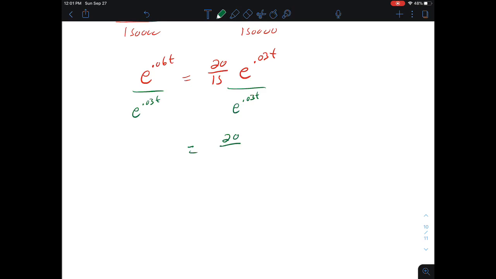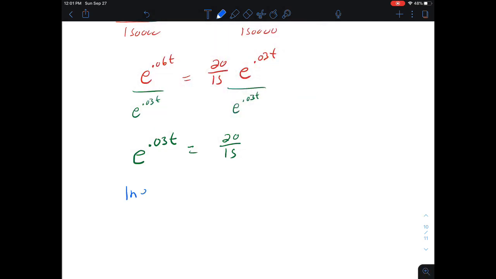Now what we have is the left side is 20 over 15. Now I have E to the 0.06 T divided by E to the 0.03 T. Remember, when you divide like bases, you subtract your exponents. So it's going to make E to the 0.06 T minus 0.03 T, which is 0.03 T. So divide like bases, subtract the exponents. Now I'm here. Now I solve for T.